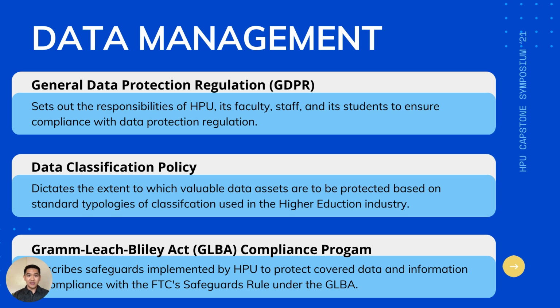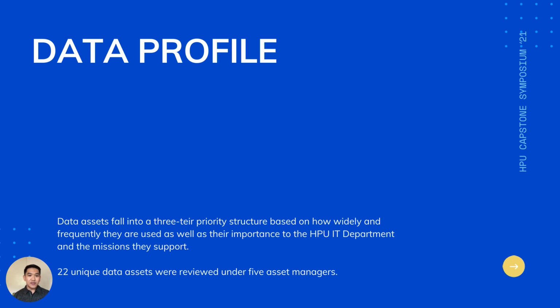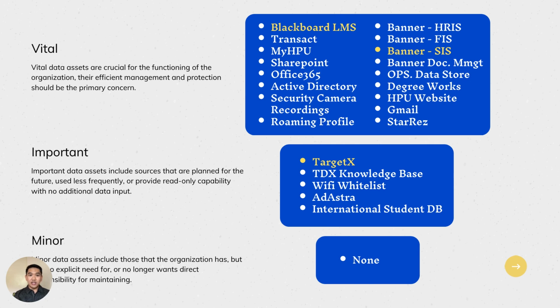for employees. The next phase of the audit involved constructing a data profile based on HPU data assets. There were 22 unique data assets reviewed and assigned to 5 different asset managers. We classified the assets using a 3-tier structure based on their criticality. The 3 classification levels are vital, important, and minor.